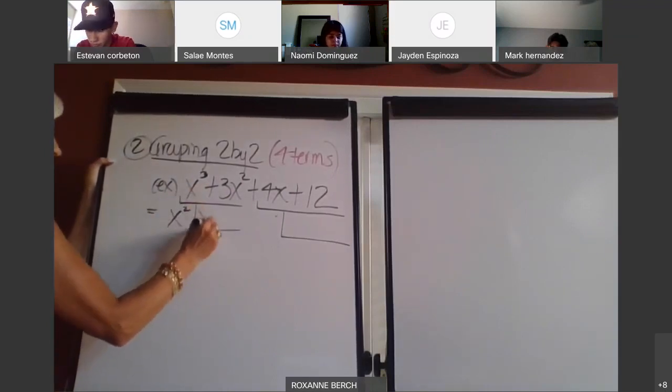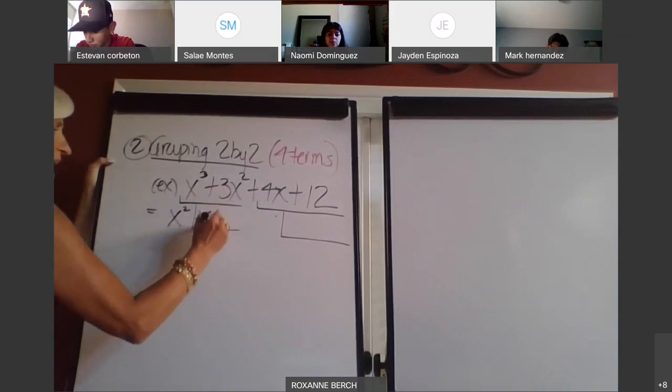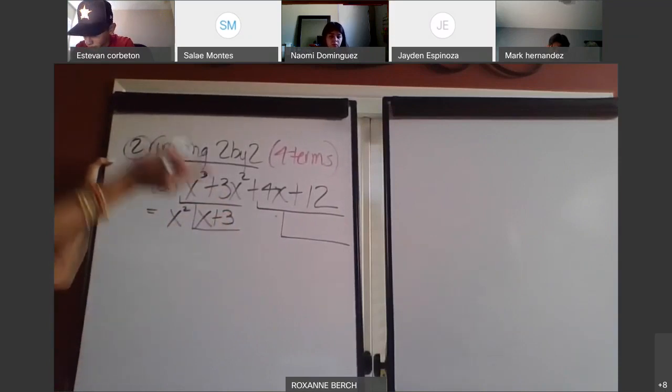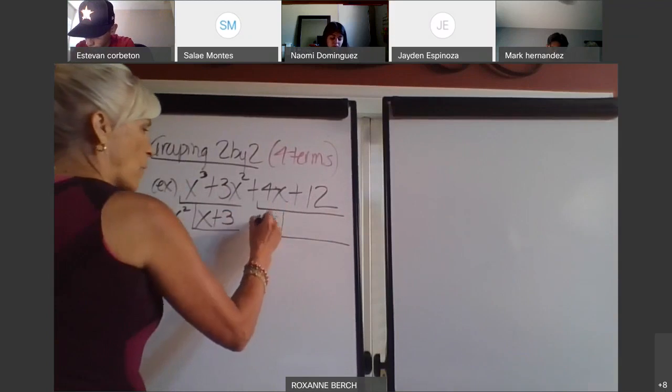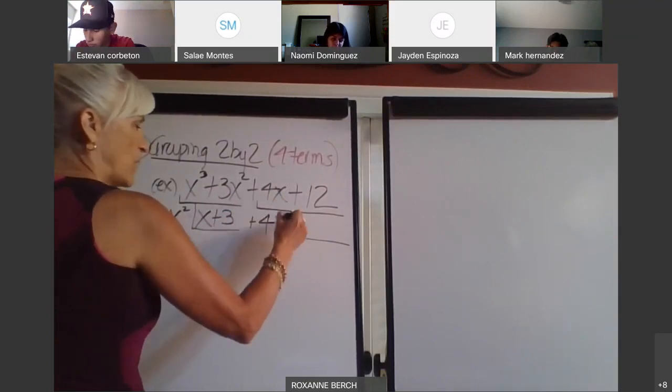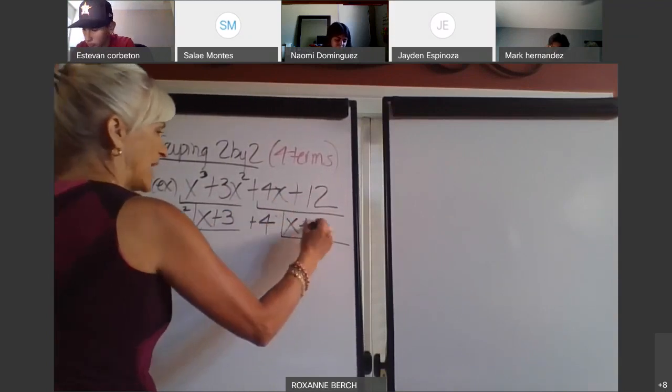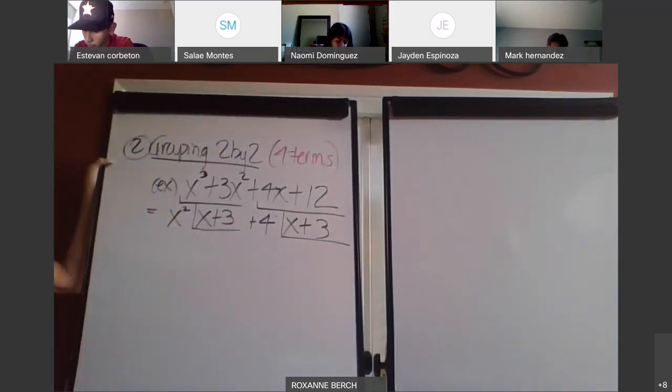So x squared times what is x cubed? X squared times what is that? 3. Then you go to the next cake. We can take out a 4. 4 times what is that? X. 4 times what is that? Now the cakes have to match.